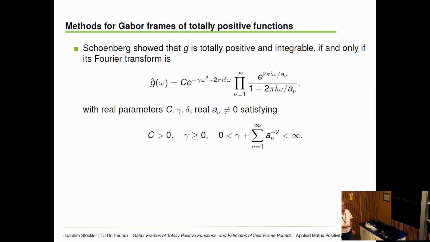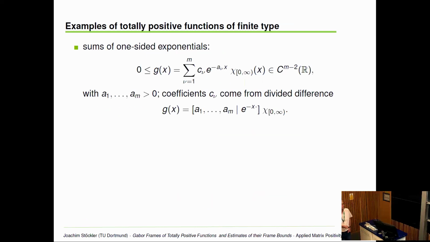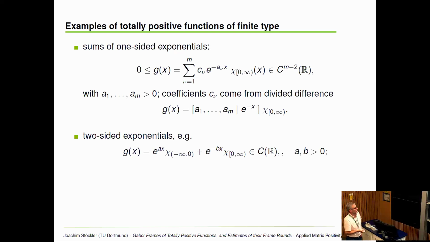So this is the form, and the condition on the alpha nu mentioned by Charlie is written down here: L2 convergence of the reciprocals. Our methods based on the Ronchen matrix allow us to deal with a special subclass, totally positive functions of finite type, where you have non-zero a nu in here. Examples, maybe I just scroll down.